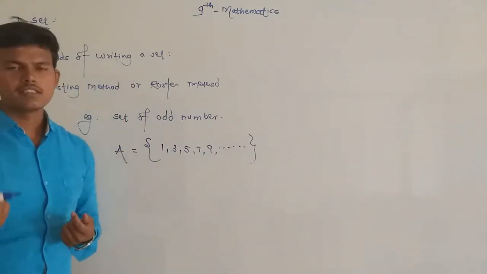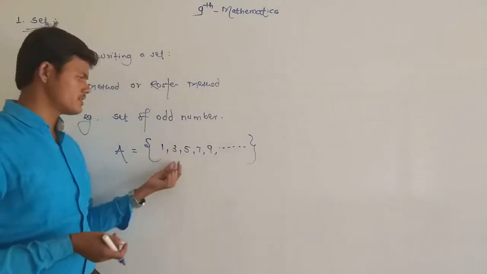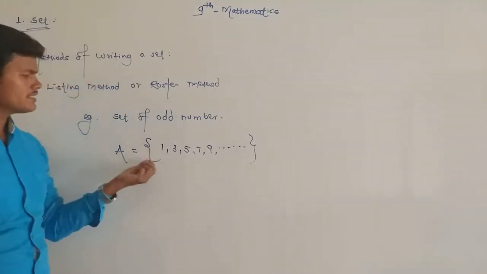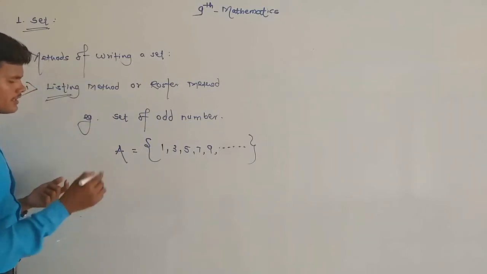So what is the listing method? In the listing method we have to write only the elements, or we have to write the list of elements. We have to prepare a list of those elements. That's why it is called a listing method. Okay, let's take another example.